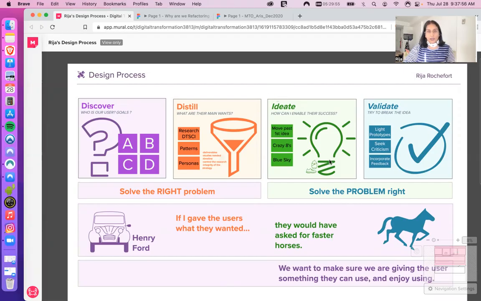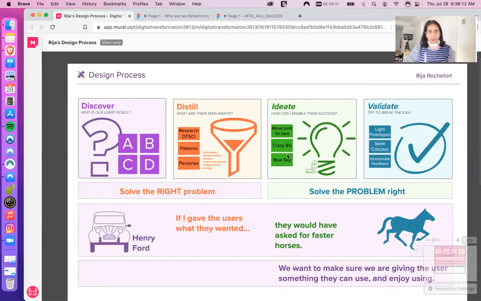So in ideate, we probably had ideas about what we wanted for design from discover, but we want to move past that. So I'm going to do some design exercises like crazy eights and blue sky thinking, just to get us thinking outside the box.